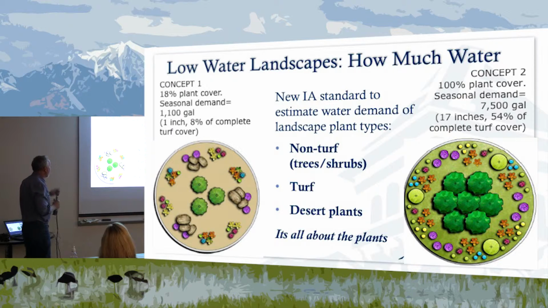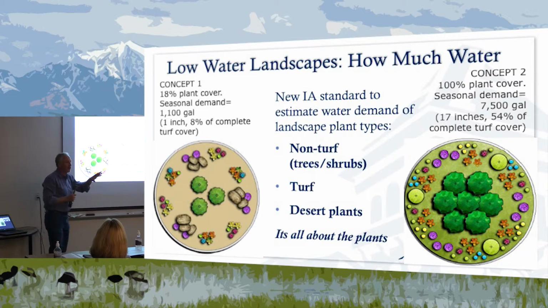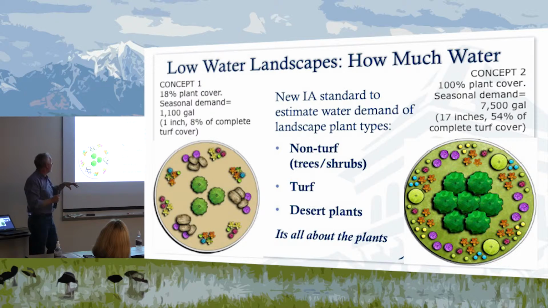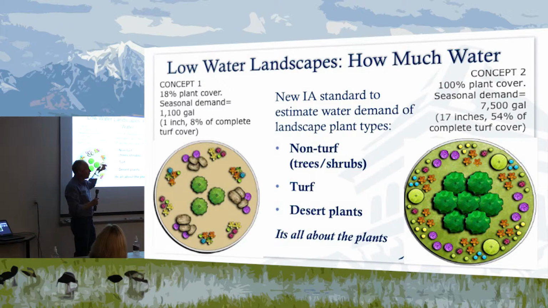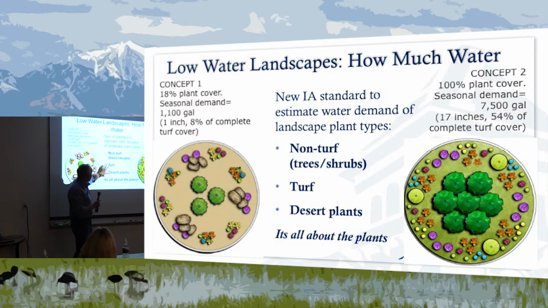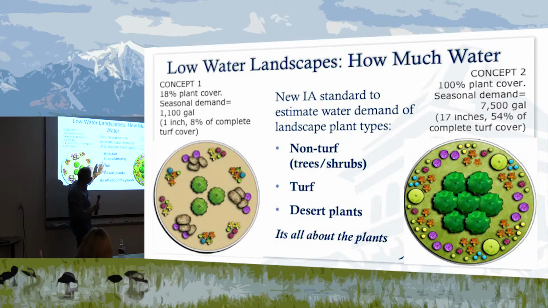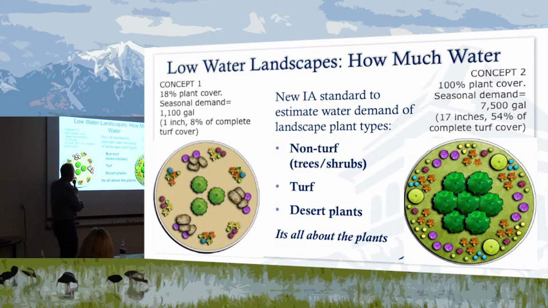One of the aspects that we can do better with is estimating a target of how much water a low water use landscape should have. And there's a new Irrigation Association standard. It's an ANSI standard, and it was signed off by the American Society of Ag Engineers, that allows us to estimate water demand based on evapotranspiration of any type of landscape. There are only three categories: non-turf, trees and shrubs, turf grass, and then desert plants. So we can assign a value to the amount of water that any landscape has based on the spatial arrangement and cover, and then the type of plants in it.